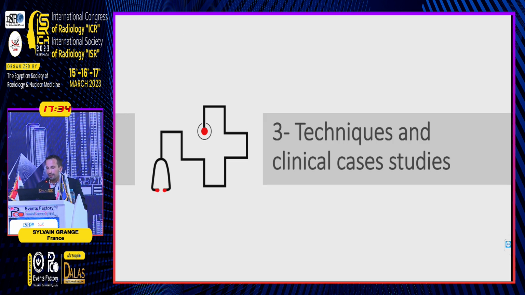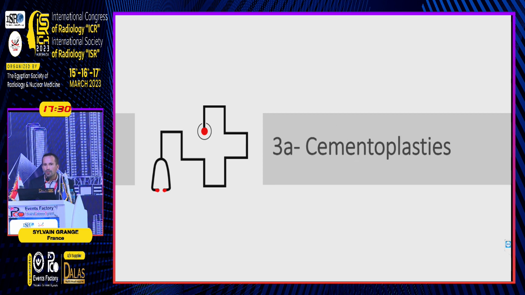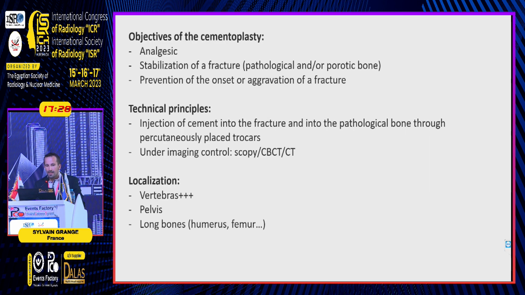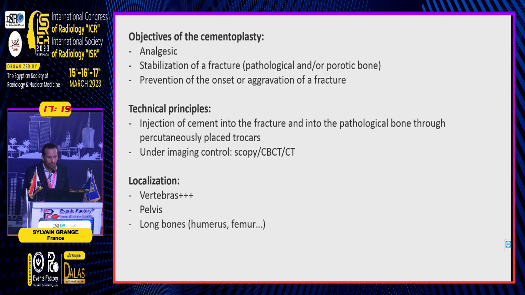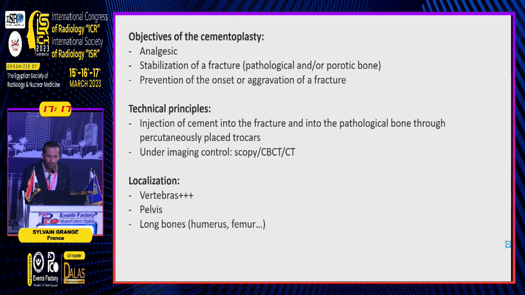So, techniques and clinical case studies. First one, cementoplasties. The objectives of cementoplasty are analgesic, but also stabilization of a fracture, pathological or porotic, and prevention of the onset or aggravation of a fracture. The technical principles of cementoplasty are quite easy.